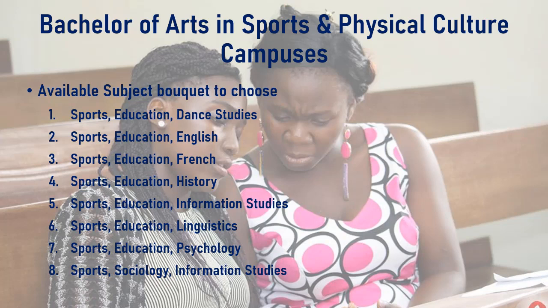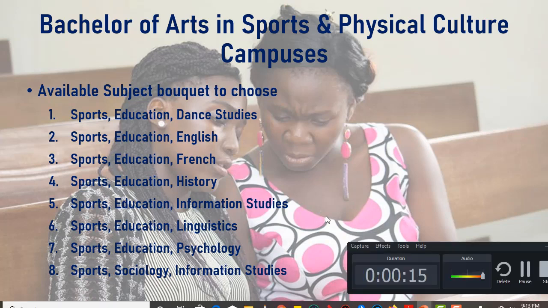Some of the subject bouquets under the Bachelor of Arts in Sports and Physical Culture are Sports Education, Dance Studies; Sports Education, English; Sports Education, French; Sports Education, History; Sports Education, Information Studies; Sports Education, Linguistics; Sports Education, Psychology; Sports Sociology, Information Studies. So when you choose this program, you are allowed to select any of these subjects.